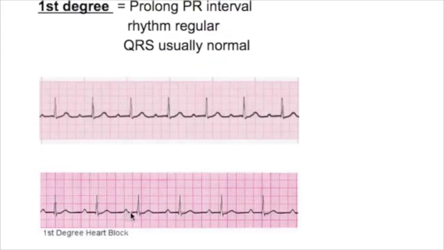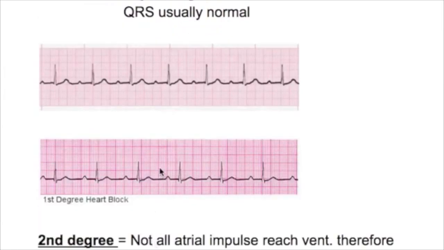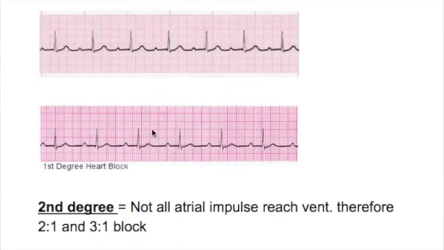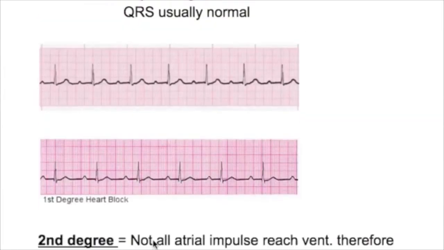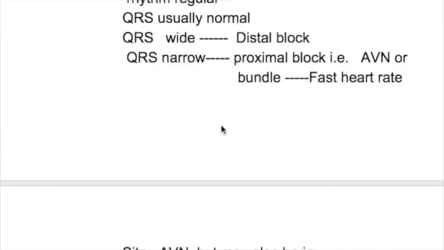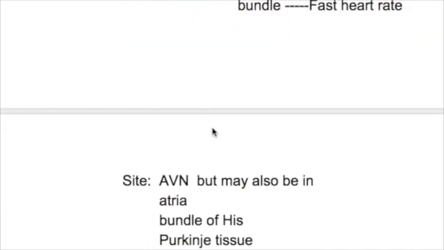Here's one more. That's a prolonged PR interval. In the first degree block, there is no QRS drop. In second degree block, if the QRS is wide, then it means it's a distal block. And if the QRS is narrow, then it's a proximal block, that is in the AV node or in the bundle. And the rate is fast. The heart rate is fast in case of a narrow QRS.